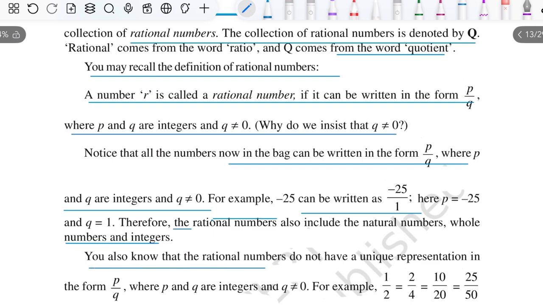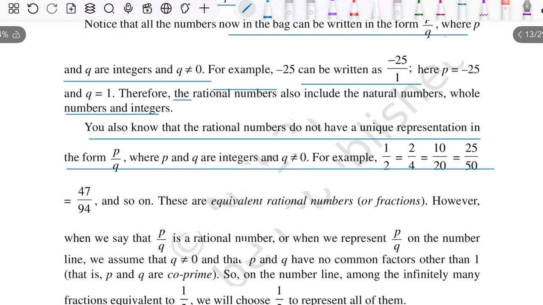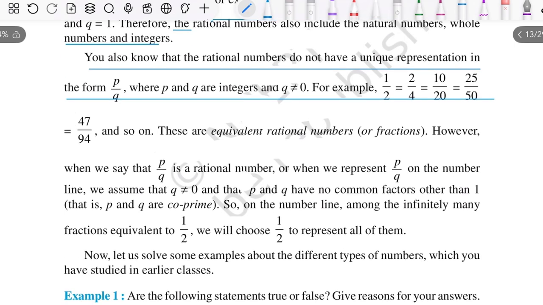You also know that a rational number does not have a unique representation in the form p by q. Here p and q are integers and q is not equal to 0. For example, 1 by 2 equals 2 by 4 equals 10 by 20 equals 25 by 50 equals 47 by 94 and so on. These are equivalent rational numbers.